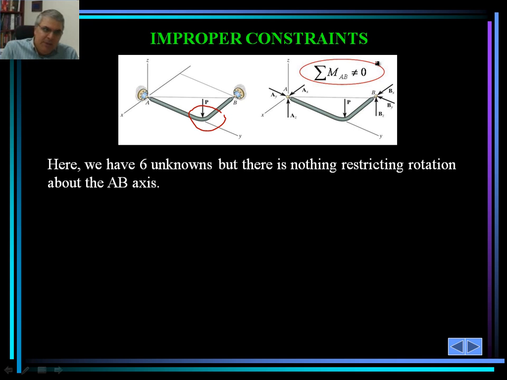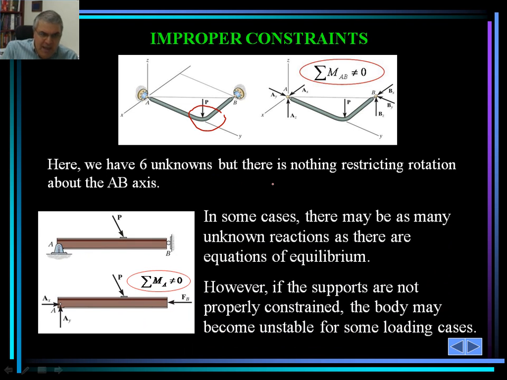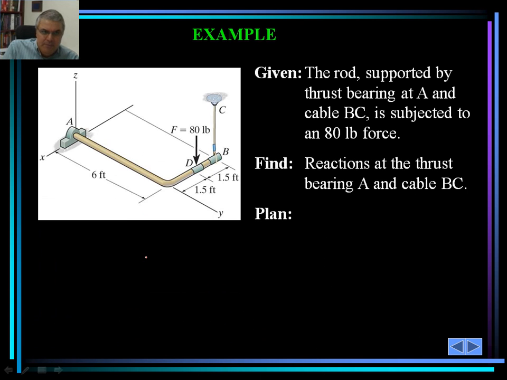So those are just typical day-to-day examples that we all deal with in a movie. So we have 6 unknowns, but there's nothing restricting rotation about the AB axis. What about this other case that is shown down here? We put that in the category of some cases. Again, in this case, the summation of moment about A is not going to be 0. Again, under the application of load, the structure is going to become unstable and it is going to fail.